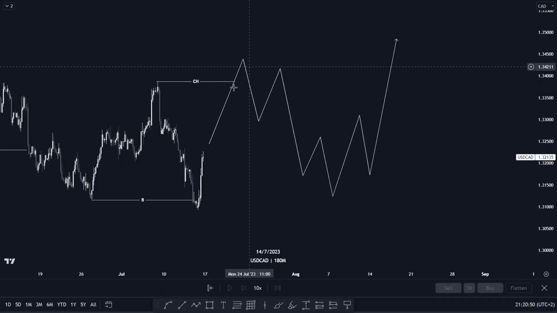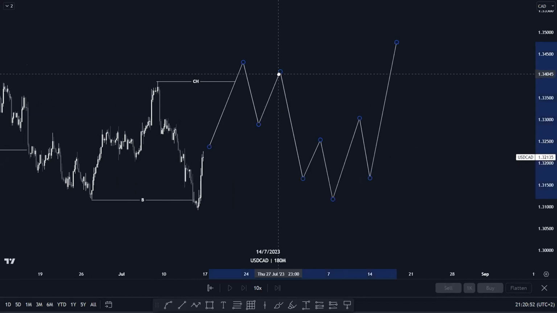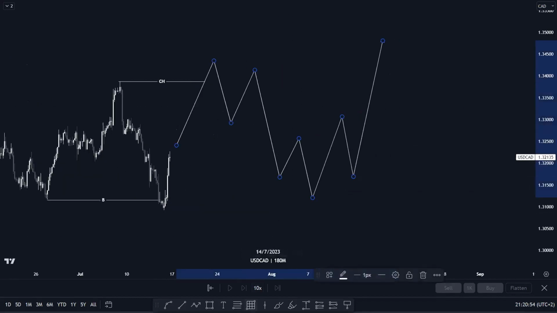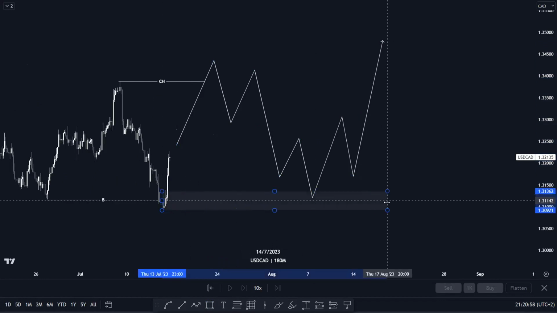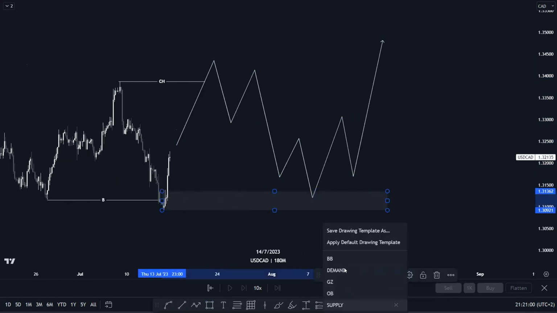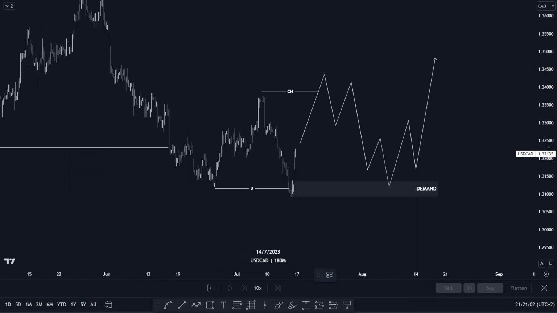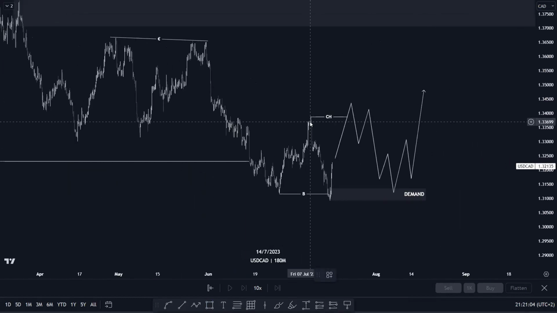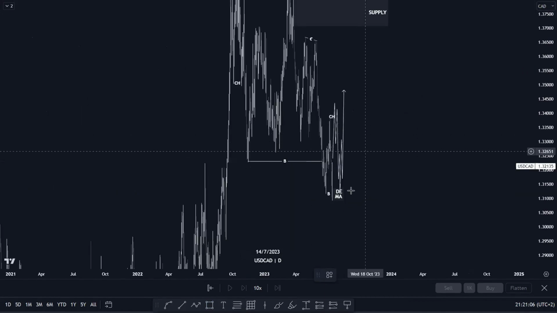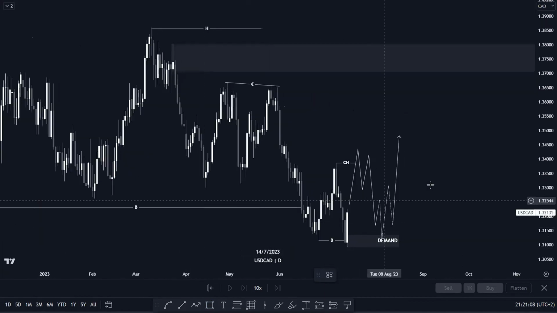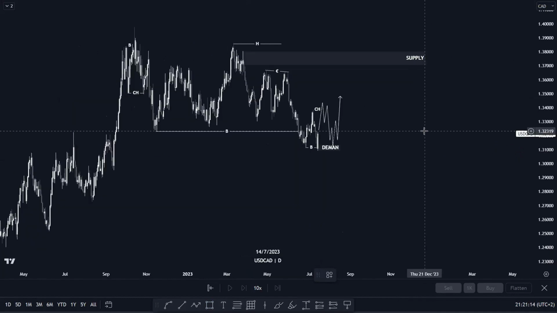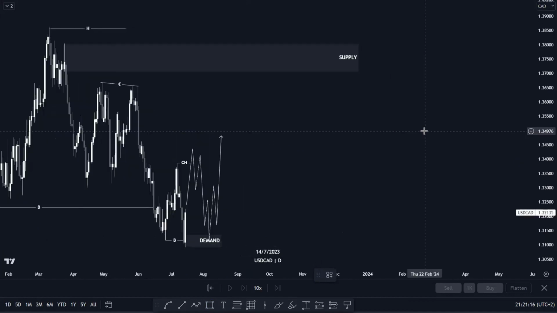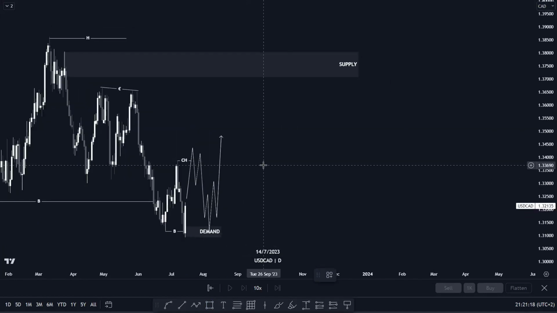And after price creating a change of character, price should push back to the downside and respect our demand zone here and push to the upside where our higher time frame supply is. Okay, so that's it for our USD CAD.